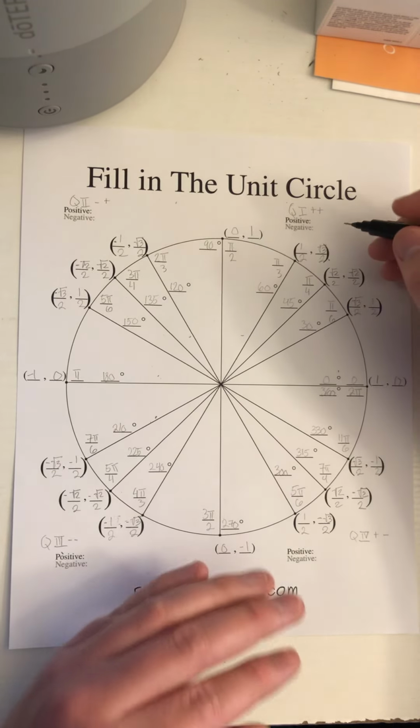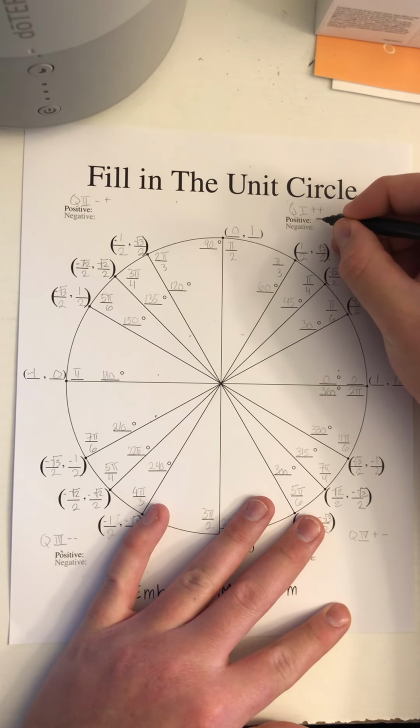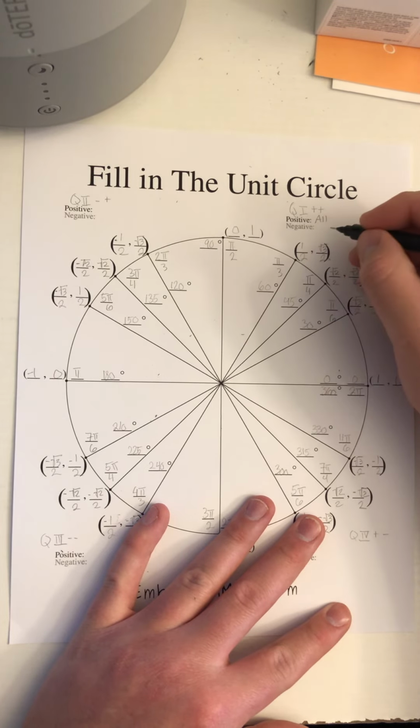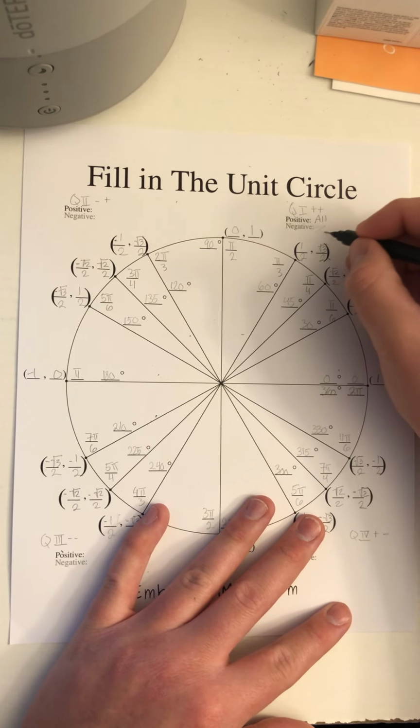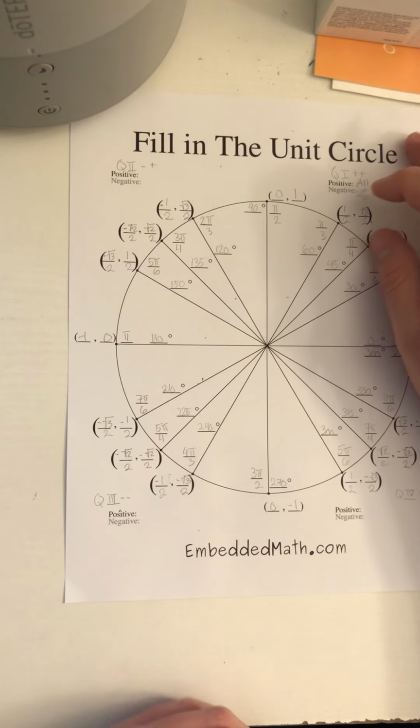And so we know in quadrant one, everything has to be positive because we have a double positive. So you can put everything or all. So I'll just put all. We don't have anything negative, so we'll go ahead and put nothing there. Nothing's going to be there in the negative. So this part's going to be really simple.